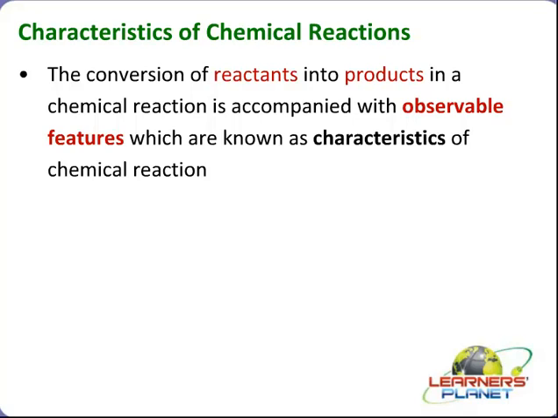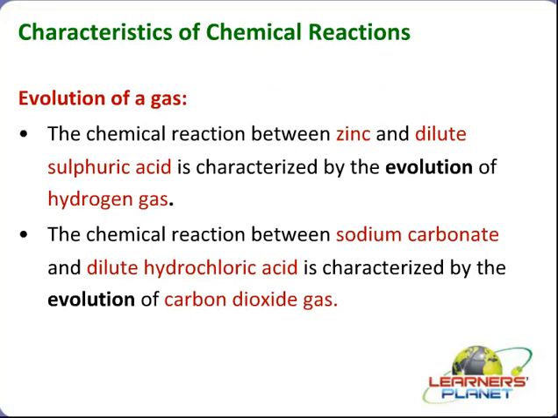As I've already told you, the chemical change takes place on the molecular level. So every time to check whether the reaction has taken place or not, you can't go to the molecular level. So what is done is that these features are observed, and these features are known as characteristics of chemical reaction.